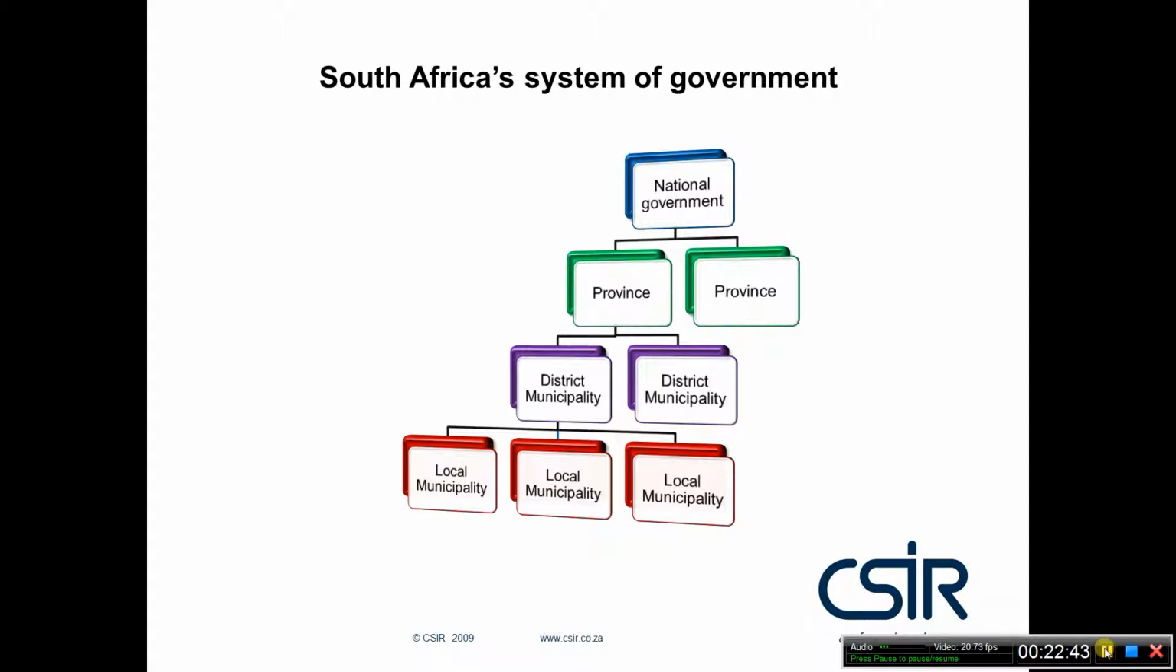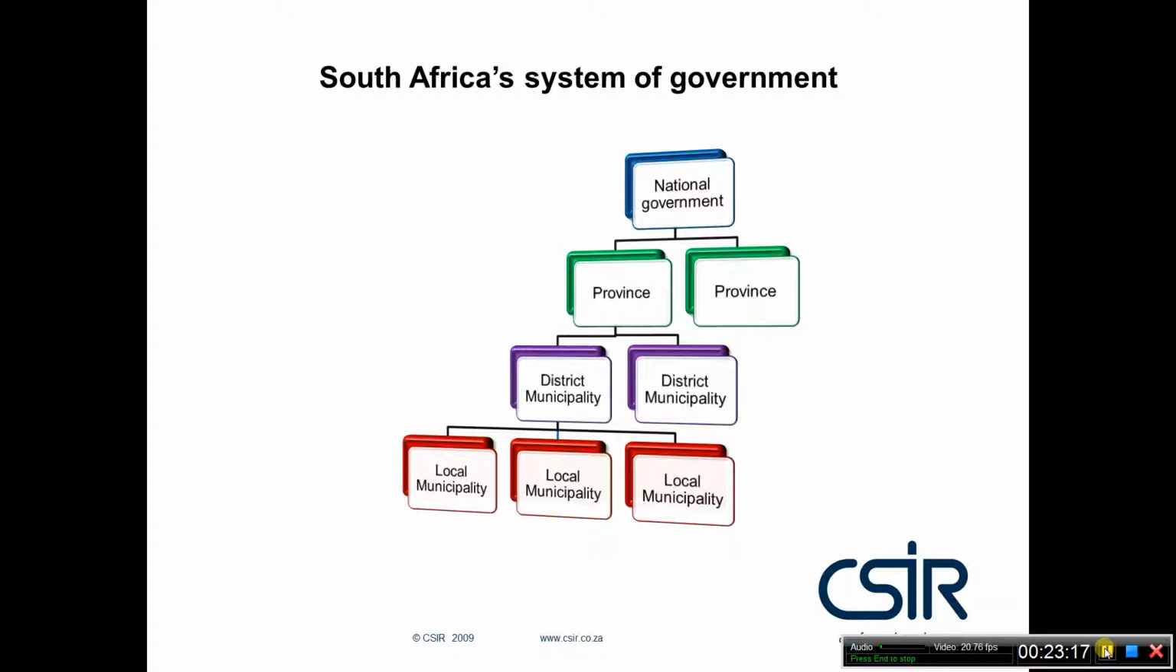South Africa is a three-tier system of government. There is national government, and then the country is divided into provinces, and there are 9 provinces. And then there's provincial government. And then each province is divided into a number of district municipalities. And the number of district municipalities is dependent on the size of a province, that is the geographical area and the population. And each district municipality in turn is divided into a number of local municipalities.